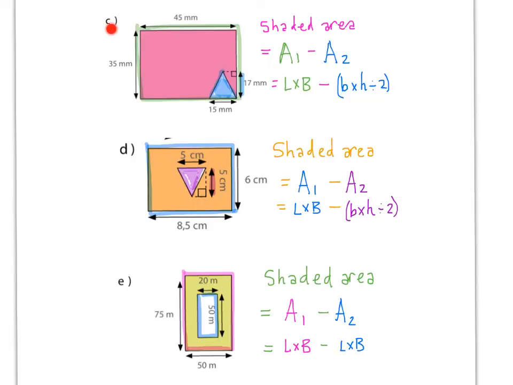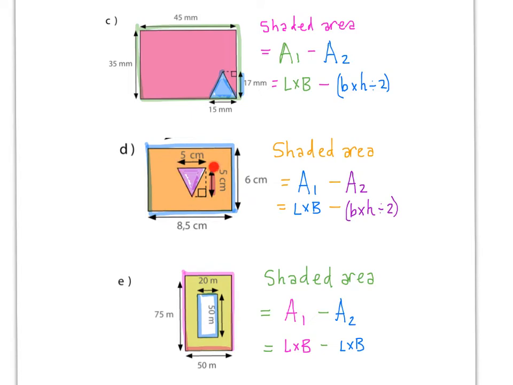The next three questions, C, D, and E, I'm sure you can manage on your own. I've just given you some hints on how to start. So the first one, we're looking at the shaded area in pink, which means that you've taken a rectangle, the green one, and subtracted the area of this little triangle here. As long as you use the correct formulas and sub in the correct values, you should get to the correct answer. For the next one, again, we've used a rectangle.